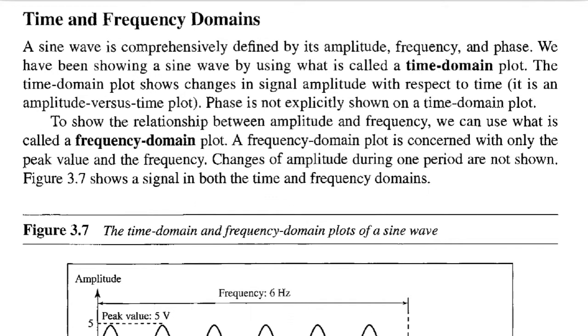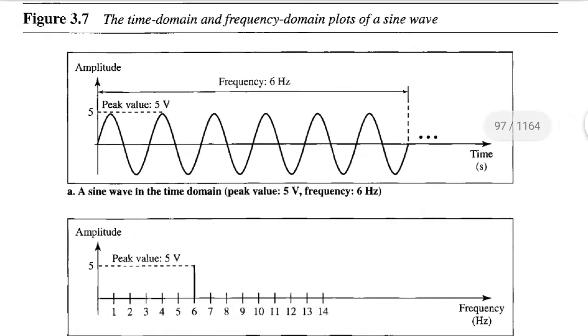To show the relationship between amplitude and frequency, we can use what is called a frequency domain plot. A frequency domain plot is concerned with only the peak value and the frequency. Changes of amplitude during one period are not shown. Figure 3.7 shows a signal in both the time and frequency domain. Time domain and frequency domain plots of a sine wave.